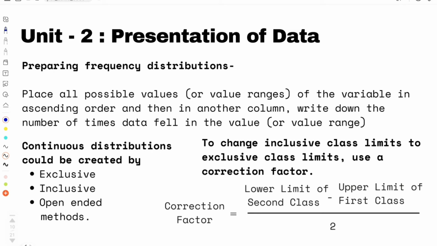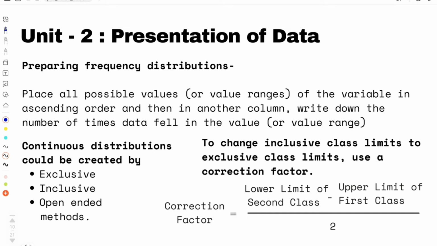For a continuous distribution, definitely the values will be divided into classes, that is maybe 10 to 20, 20 to 30, like that. In continuous distributions, based on how the upper and lower limits are set, it could be exclusive, inclusive, or open-ended. Exclusive means the upper limit will not be included in the class. Inclusive means the upper limit will also be included in the class. And open-ended is where the very first class's lower limit will be like less than, and the very last class's upper limit will be like more than, like that.